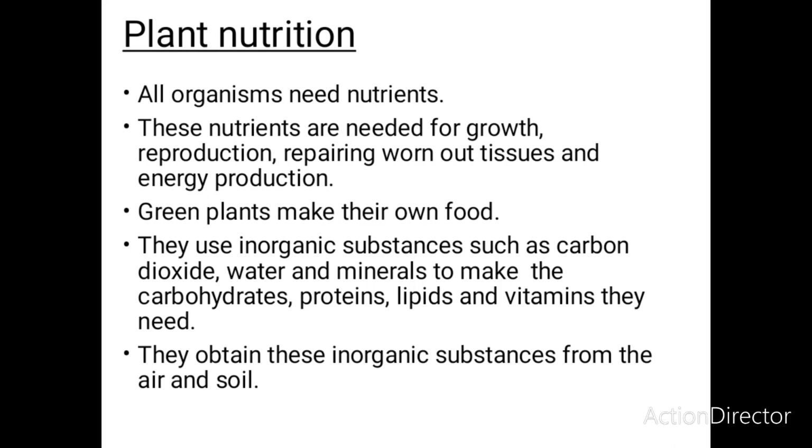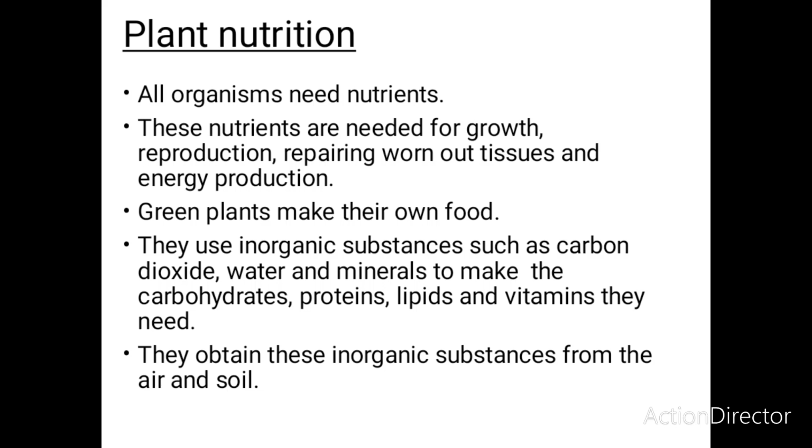All organisms need nutrients, and these nutrients are needed for growth, reproduction, repairing worn out tissues, energy production, and a whole lot of other processes. Animals cannot make their own food, but green plants can make their own food. They use inorganic substances such as carbon dioxide, water, and minerals to make organic substances such as carbohydrates, proteins, lipids, and the vitamins they need.